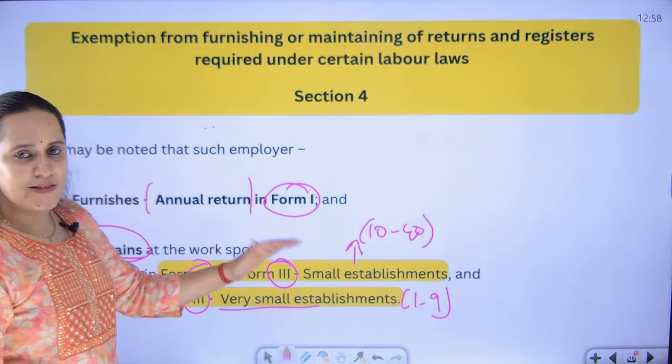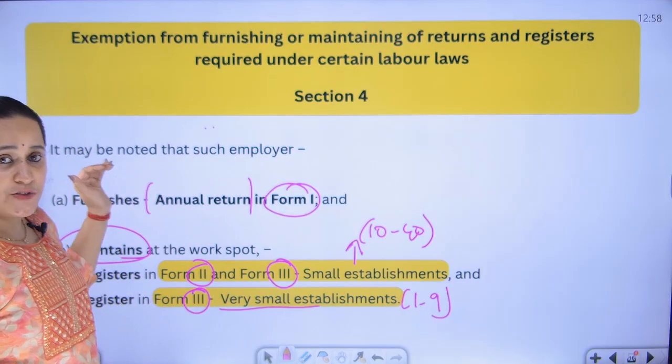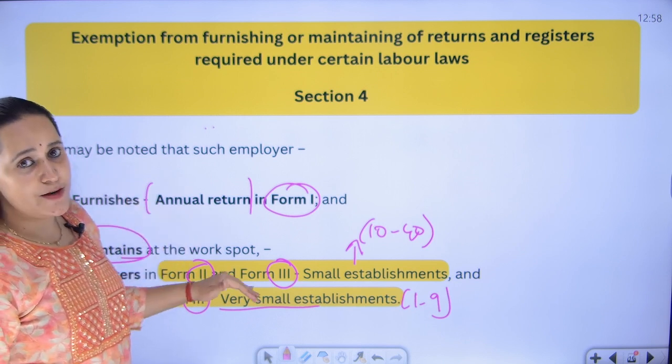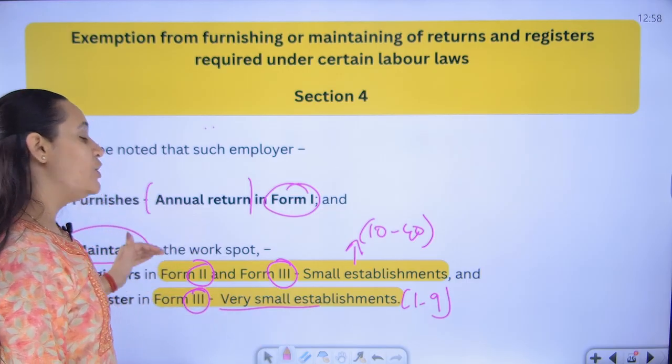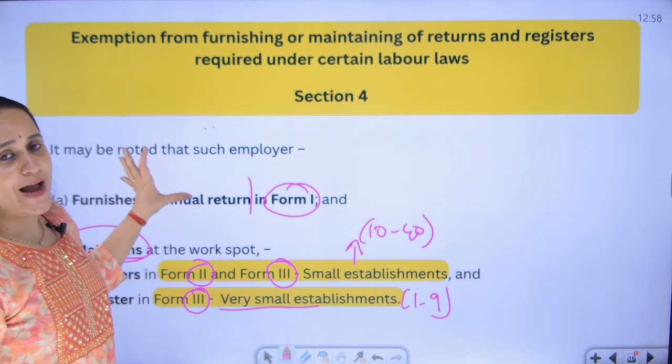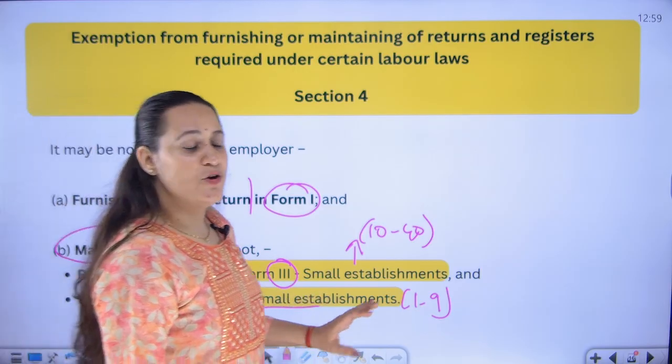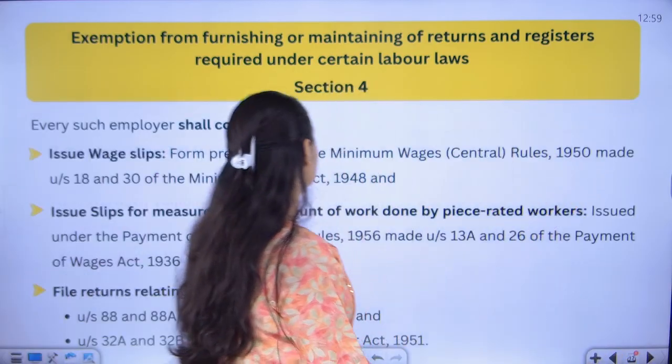So if you are a small establishment, you have to file annual returns form 1. In addition to that, you should maintain form 2 and form 3, which is with respect to maintenance of registers. But if you are a very small establishment, you just have to do the annual filings under form 1. In addition to that, you should maintain only form 3 and not any other records.